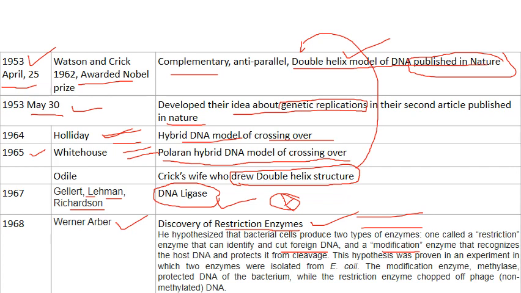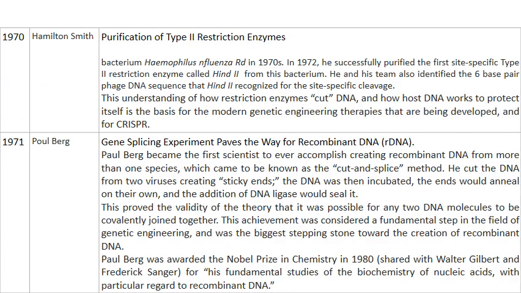This hypothesis was proven in an experiment in which enzymes were isolated from E. coli. The modification enzyme methylase protected the DNA of the bacterium, while the restriction enzyme chopped off phage DNA. In 1970, Hamilton Smith purified a type 2 restriction enzyme.